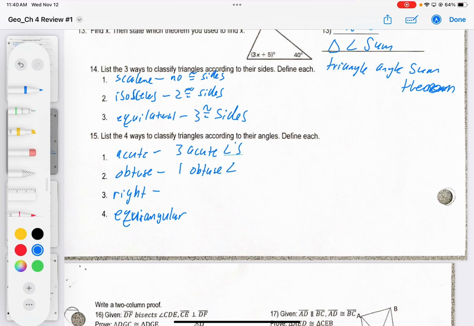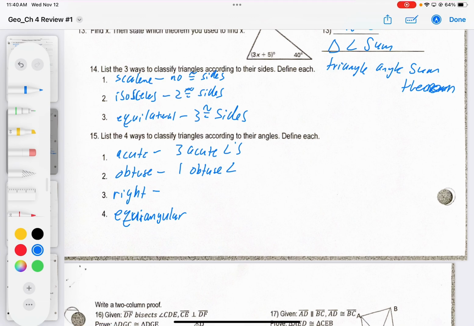Wait, if a triangle is acute, then it has 3 acute angles. I feel like that's not true. It is. How? 60 plus 60 plus 60. Yeah, but that's equal. Okay, 70 plus 50 plus 60. But couldn't you do 120 plus 40 plus 20? Yeah, that would be an obtuse triangle then, because that 120 degree angle is obtuse. Oh, yeah, you're right. Fine, I'll give it to you.